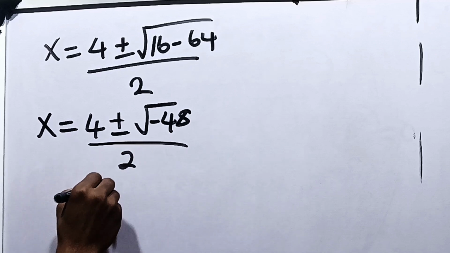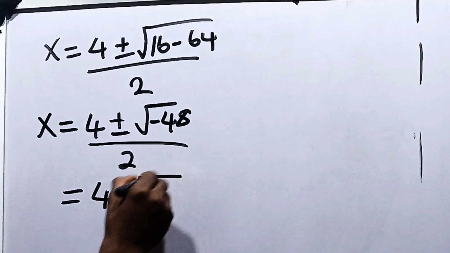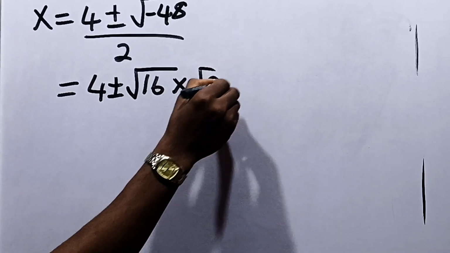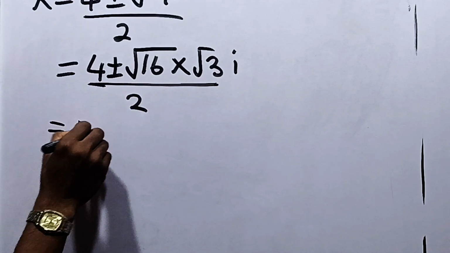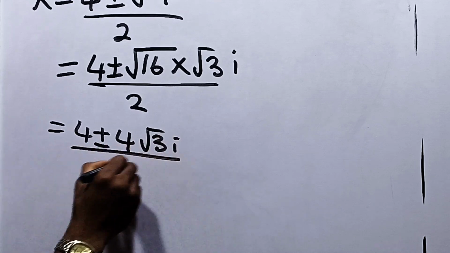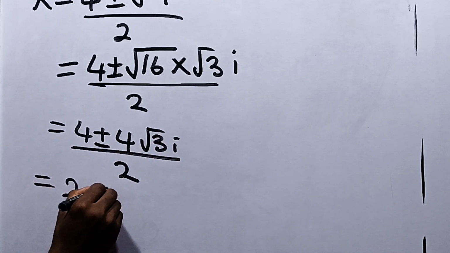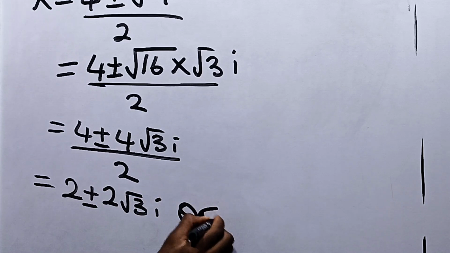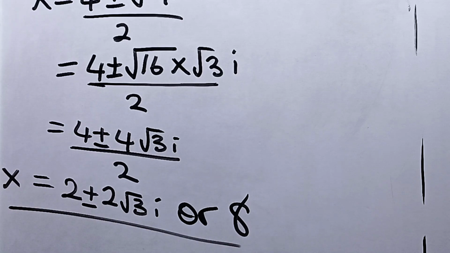And this is equal to 4 plus or minus the square root of 16 times root 3 times i, all over 2. This is equal to 4 plus or minus 4 root 3 i all over 2. This is equal to 2 plus or minus 2 root 3 i, or x equals 8. So these are the remaining three answers for x in this question.